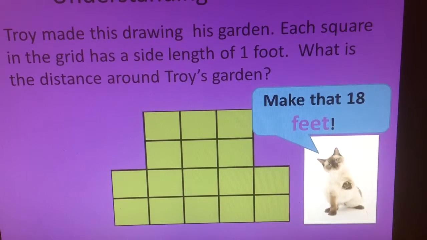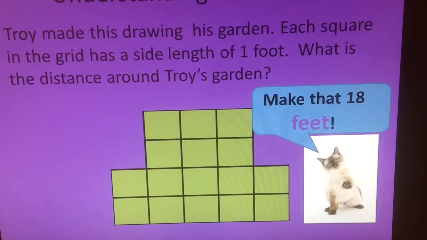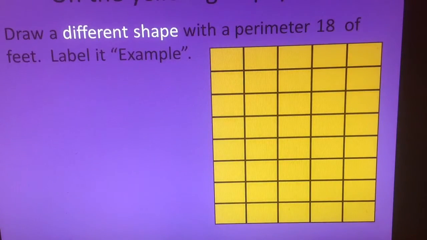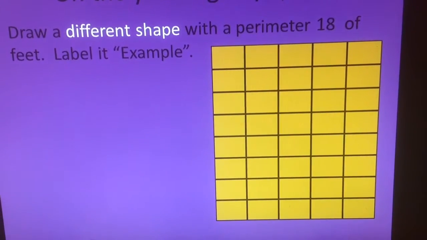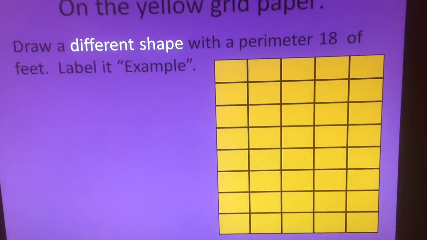My point is we really need to remember to include the unit by which we're measuring during this topic of study, because it's really important for our answers to say 18 feet or 18 inches or 18 miles or 18 centimeters. Whatever unit they're measuring in, we need to mention that in our answer. Okay, so we did some more practice with different shapes that have the same perimeters.